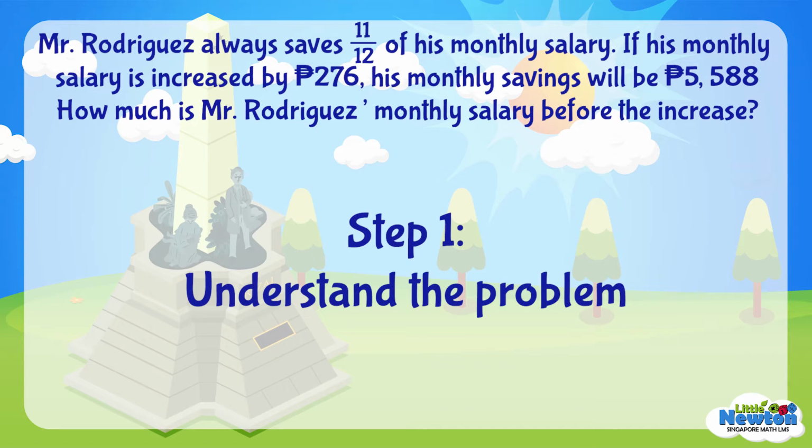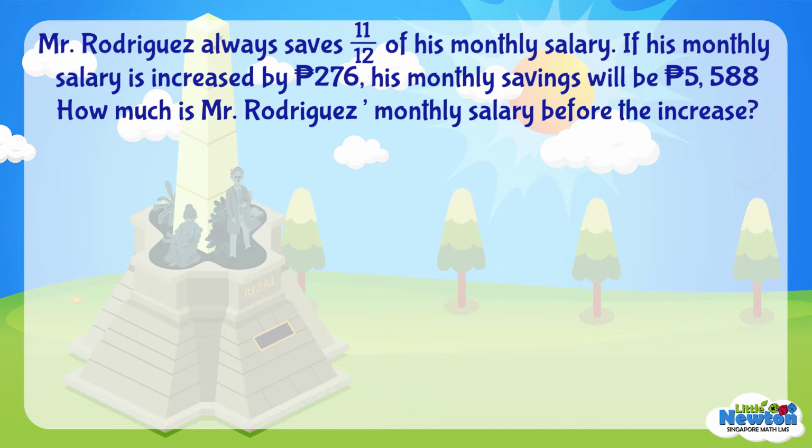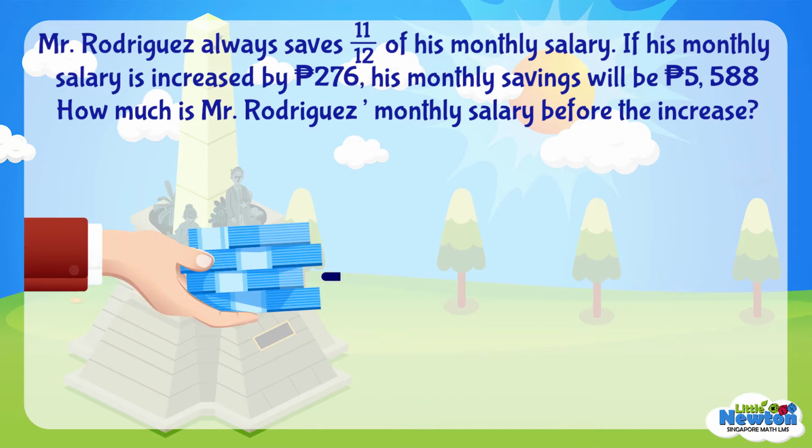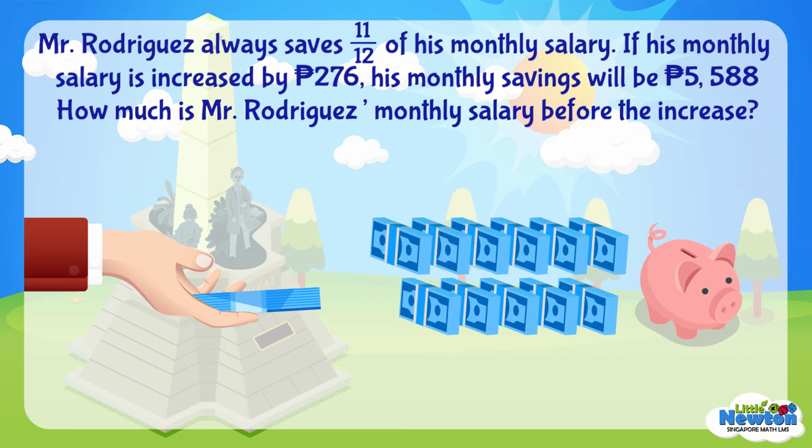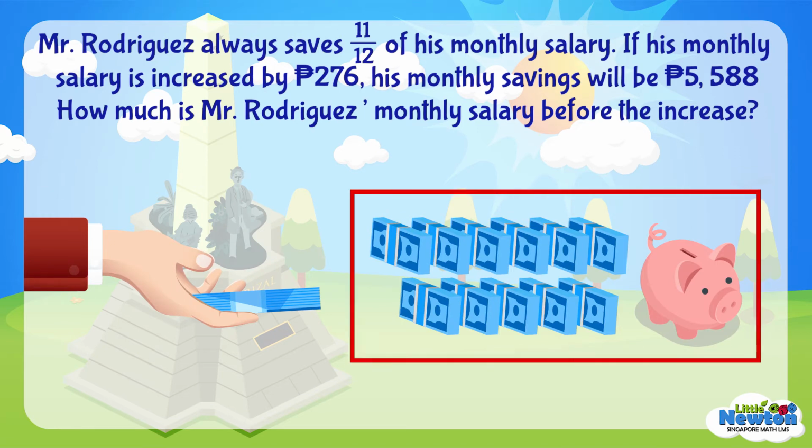Let's break down the question and understand it, shall we? Mr. Rodriguez always saves 11/12 of his monthly salary. Do we know how much Mr. Rodriguez's salary is? No, we do not. But we do know that Mr. Rodriguez saves a fraction of his monthly salary. If we were to divide Mr. Rodriguez's salary into 12 equal parts, 11 out of the 12 equal parts would make up the amount that he saves.